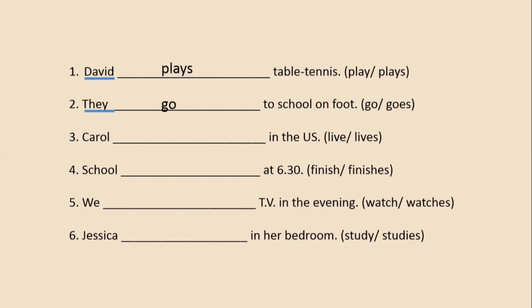Exactly, go. Why? Because they is plural. They go to school on foot. Next one, Carol live or lives. Exactly, lives. Why? Because Carol is a singular subject. Carol lives in the US. Okay, now school. Finish or finishes? Finishes. Because school is a singular subject.